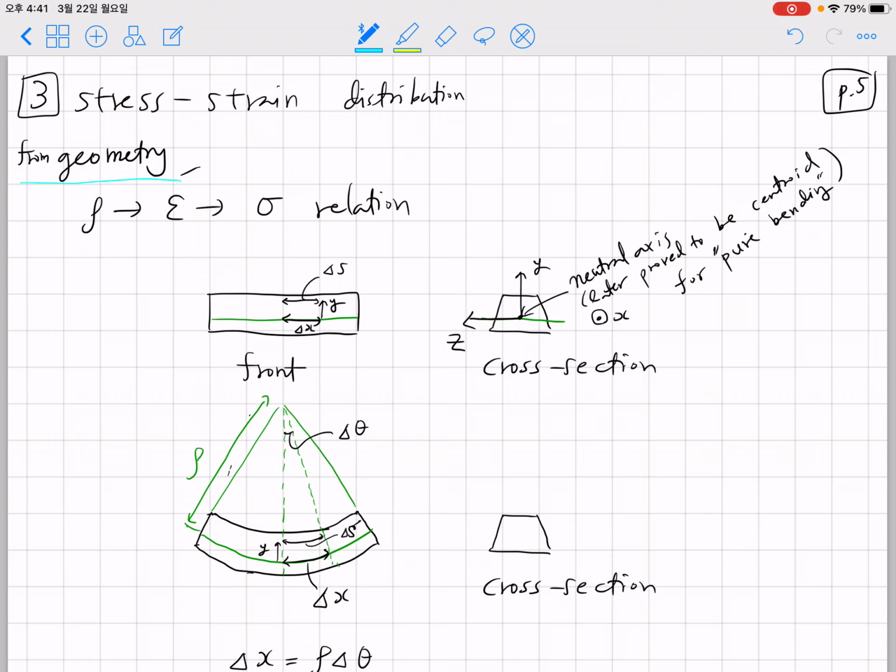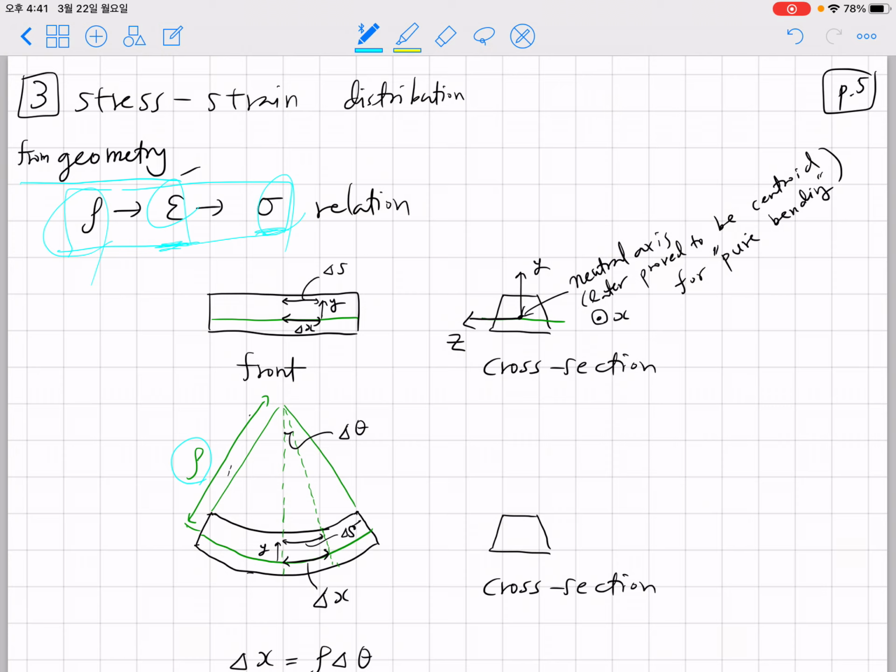Starting from the geometry, we'll first obtain the relationship between the radius of curvature rho and normal strain epsilon, and from epsilon to sigma we're gonna use Hooke's law, or the material property, so that we obtain the distribution of strain, stress, and deformation in pure bending.